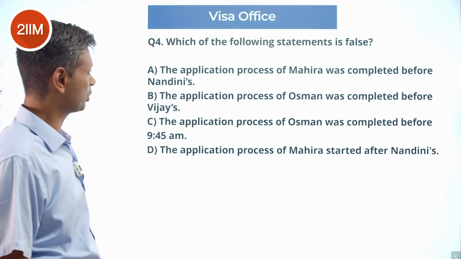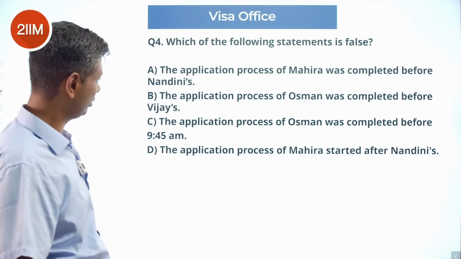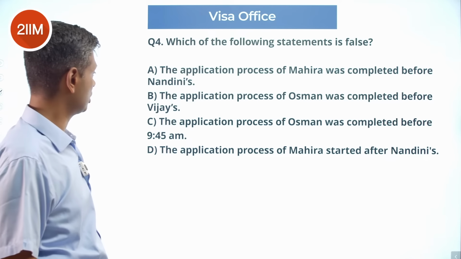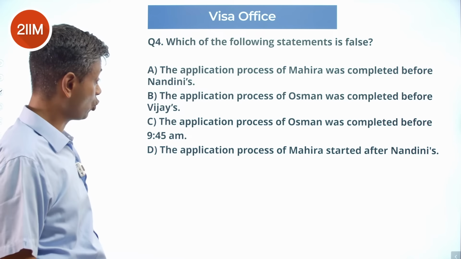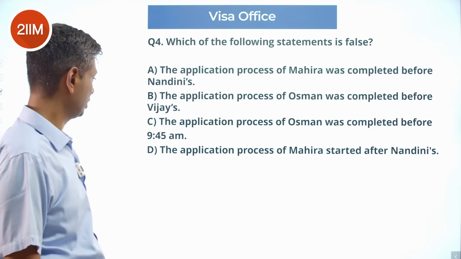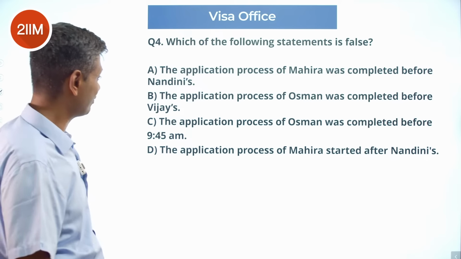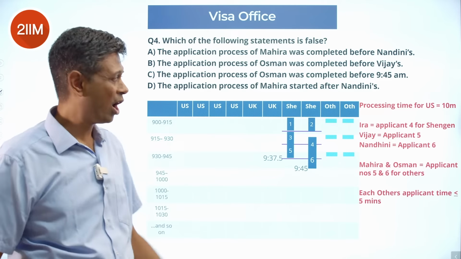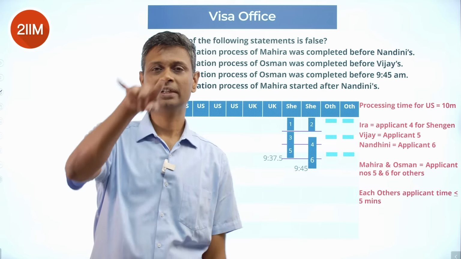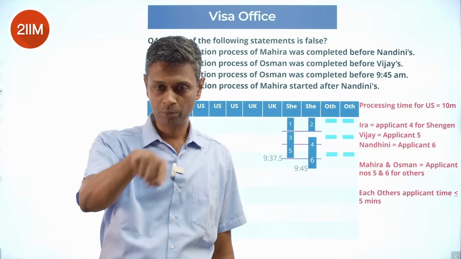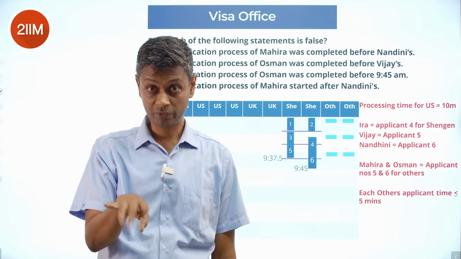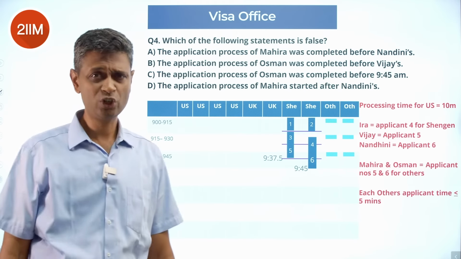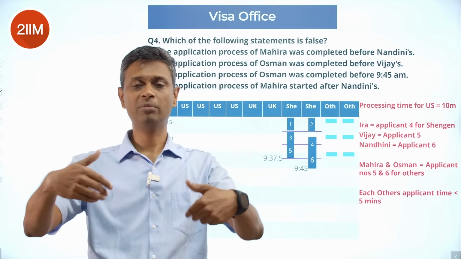The application process of Mahira was completed before Nandini's. Process of Osman was completed before Vijay's. Process of Osman was completed before 9:45. Application process of Mahira was started after Nandini's. Look at this. We've gone to Nandini's chart. The others' chart is very simple. At 9, 2 people. 9:15, 2 people. 9:30, 2 people. 9:45, 2 people.